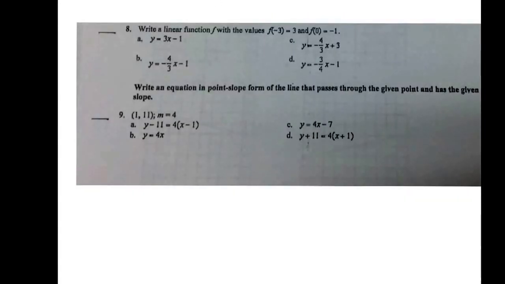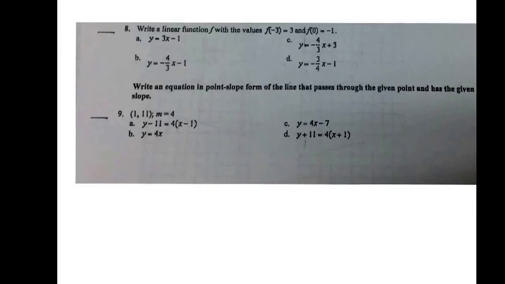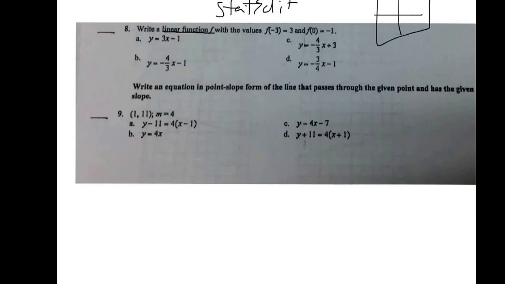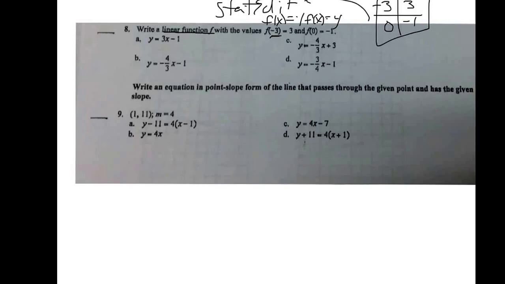I'm not going to work number 8 for you, but I'm going to help you get it set up. Anytime we're trying to come up with these linear equations, it's a stat edit problem. But what you need to do is figure out what are my x's and what are my y's and stack them on top of each other. So this used to say f of x equals y, so that means x is the -3 and y is the +3. This was f of x equals y, so the x is 0 and the y is -1. If you do stat edit to that, then you'll be able to find the correct answer.